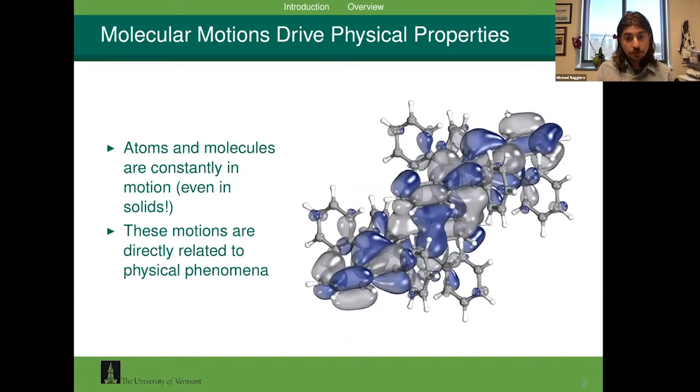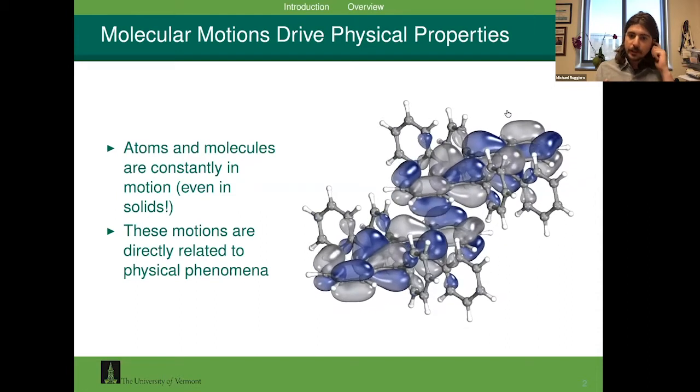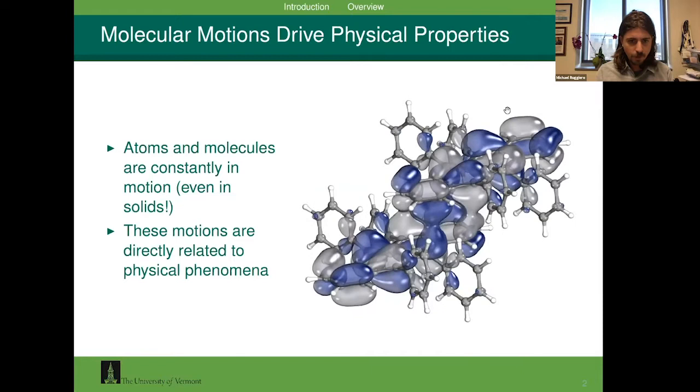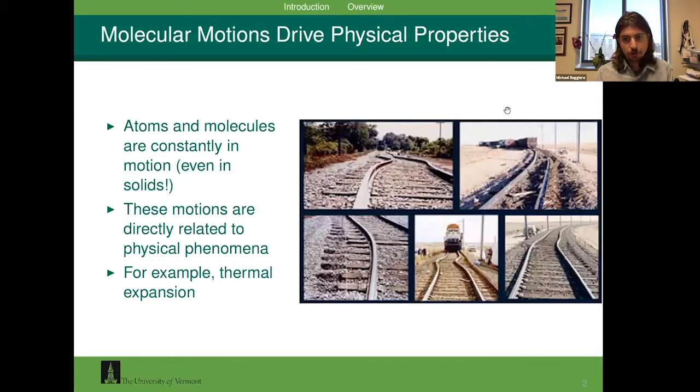Those motions, what are called vibrational motions, are directly related to many physical phenomena. And one real common one that everyone has observed is how things change size and shape upon heating and cooling. So we think of water as a common example. Water actually expands when you cool it, but that's weird. Most things, when you cool them, shrink, like steel.